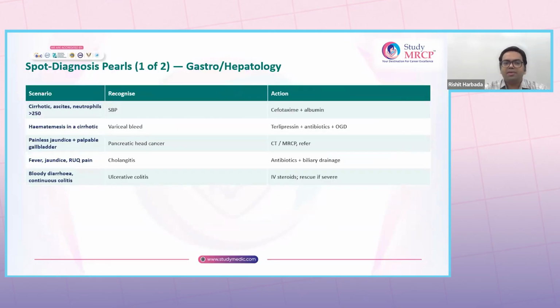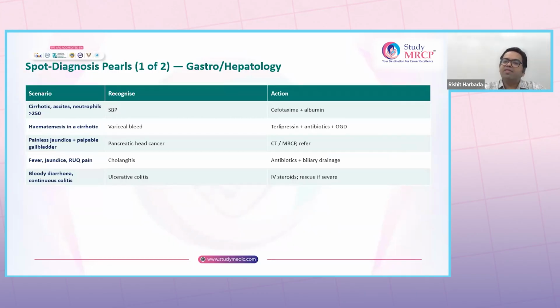Take a screenshot of this. That's cirrhosis with ascites and neutrophils. This is SBP, treated with antibiotics. The drug of choice is cefotaxime and albumin. You'll be saying that there's a lot of repetition here, but this repetition is important because these are quite short questions which may come in the exam.